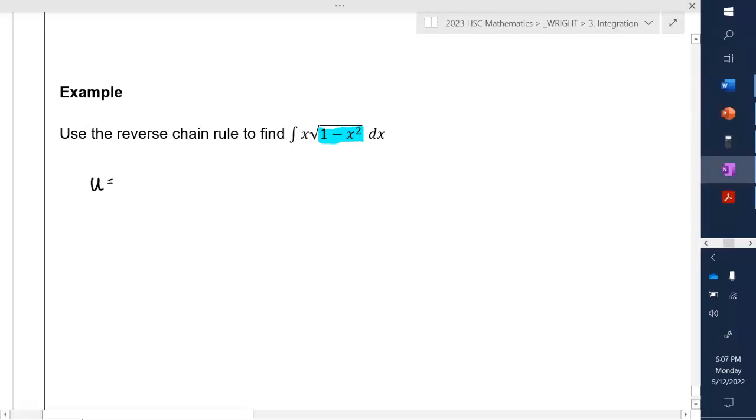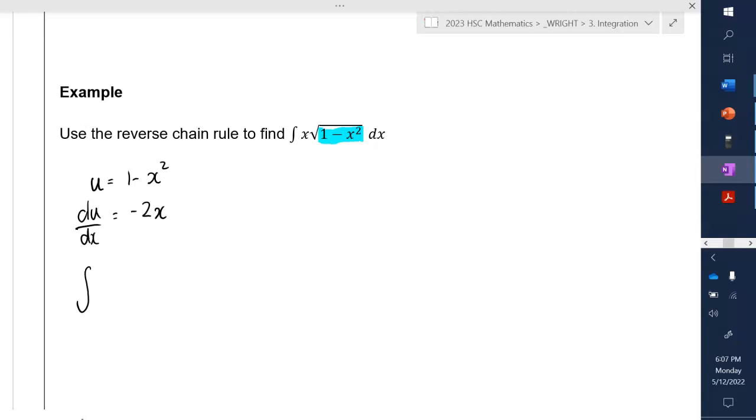So I'm going to let u be equal to 1 minus x squared. And so if I was to find then u dash or du dx, I'm going to get minus 2x. So I like to do it this way. I think it's quite simple and straightforward, and we can do a substitution straight in for our solution then.